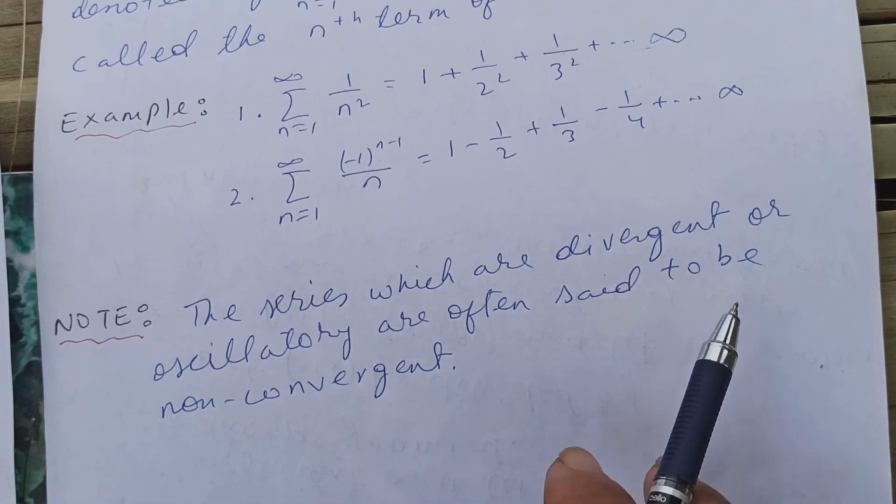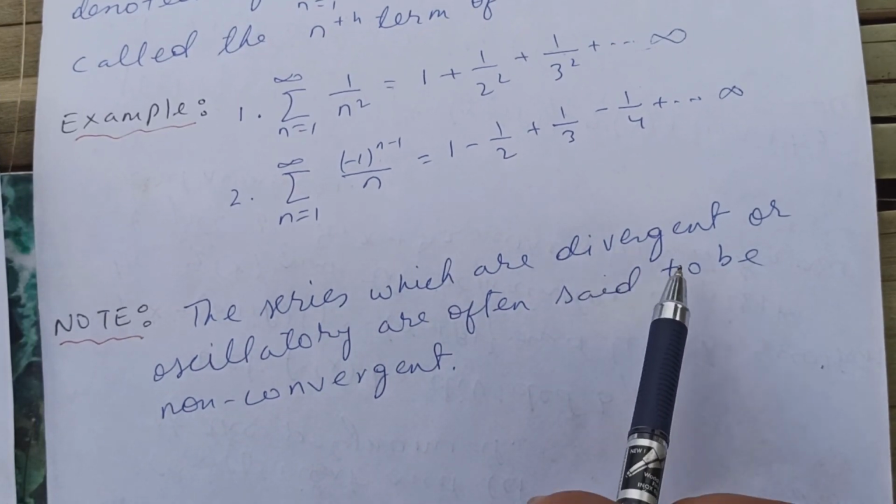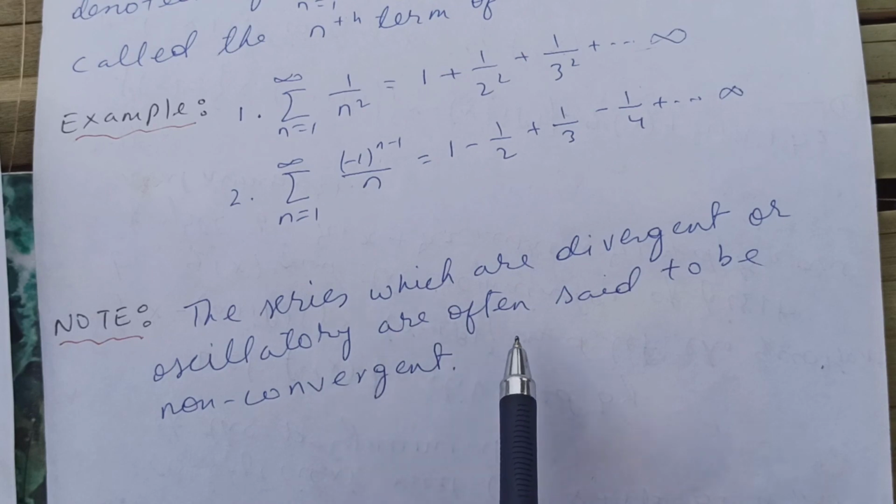Now here I give a note. Series which are divergent or oscillatory are often said to be non-convergent. So a divergent or oscillatory series is what we call a non-convergent series.